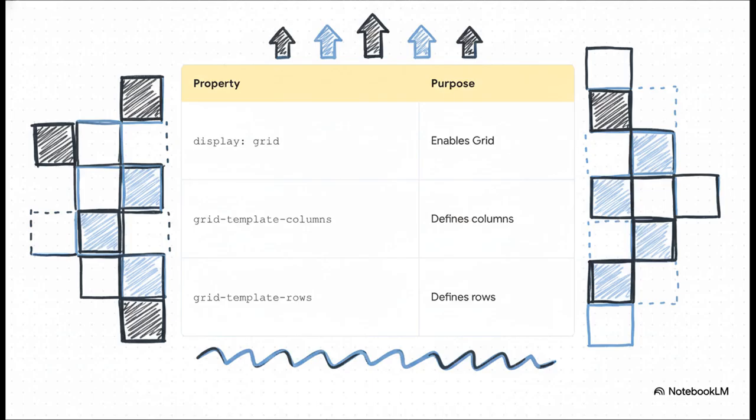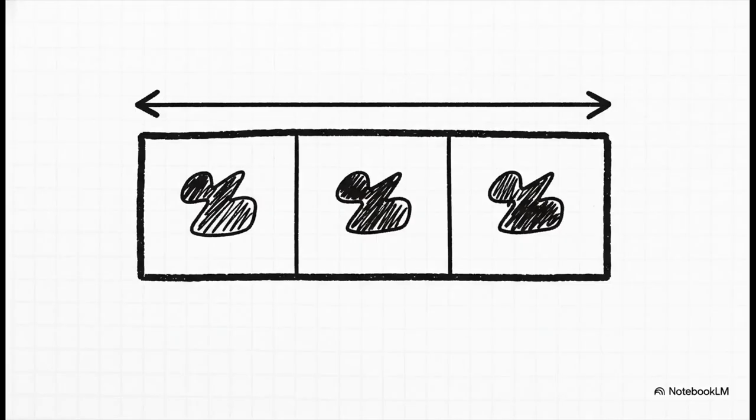You are literally drawing the blueprint for your layout right there in the CSS, telling the browser exactly how you want it all to be structured. And just like that, with 1 line of code, you've got a perfect 3-column layout.